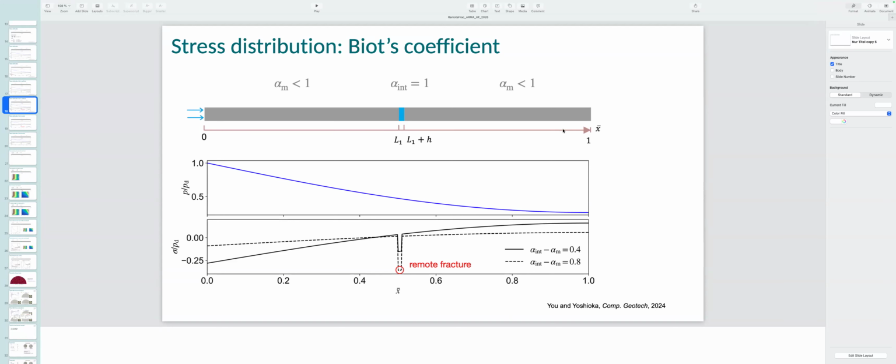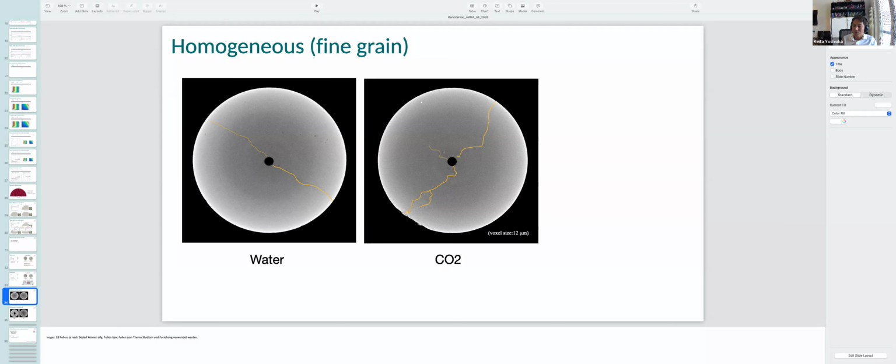Yeah, I agree about the CO2 fingering, but in this experiment the sample is very small, so even with a saturated sample, the length is not enough to see any fingering instability. But for the field scale, if it's like hundreds of meters, then yes, this fingering should happen at some distance.